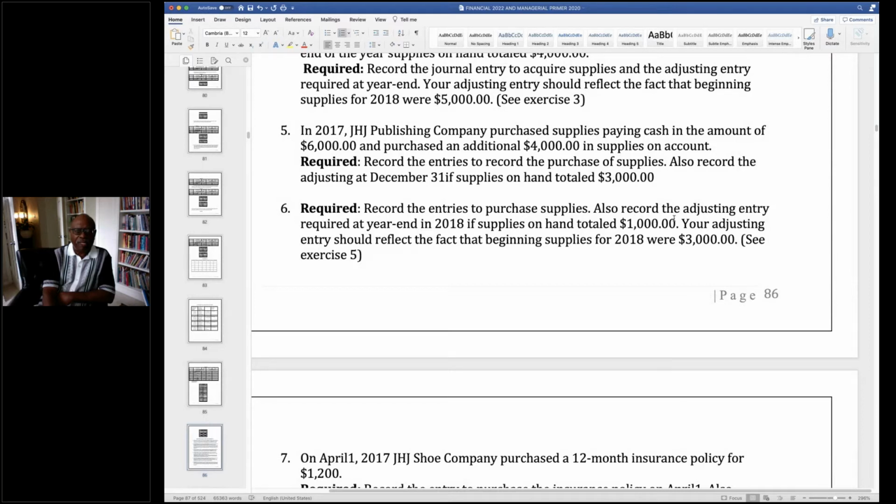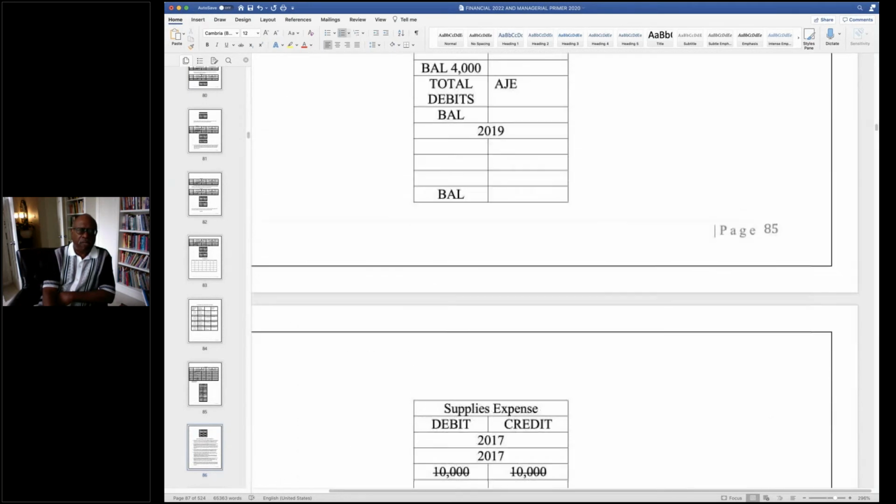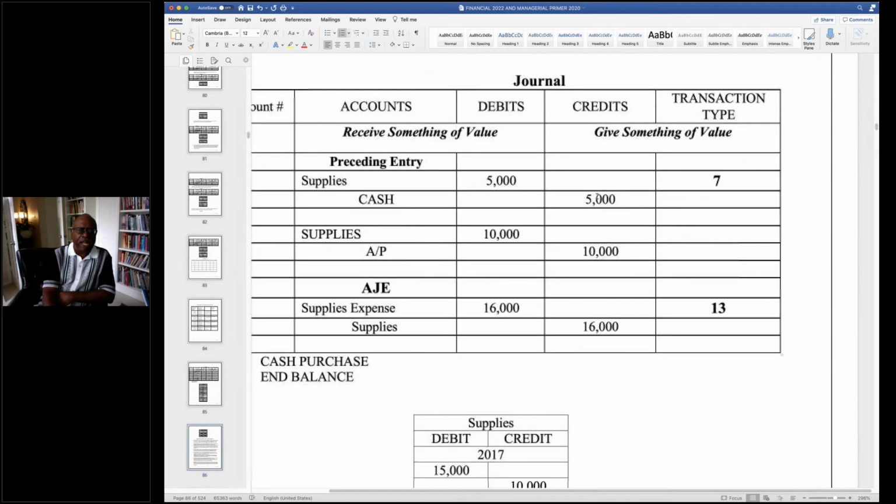Oh, okay. So then how would you record it? Would you go to the supplies T account and then put it in like that, or do you just leave it alone because we don't have the purchase? You wouldn't have the purchase, you would only have the adjusting entry. So you would not have anything up here. You'd only have the adjusting entry.